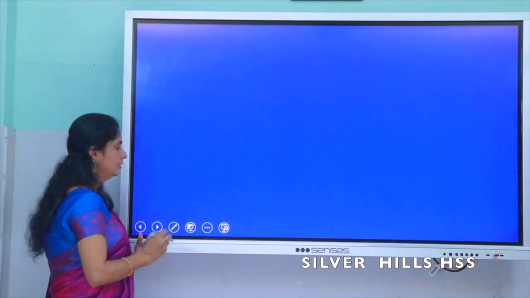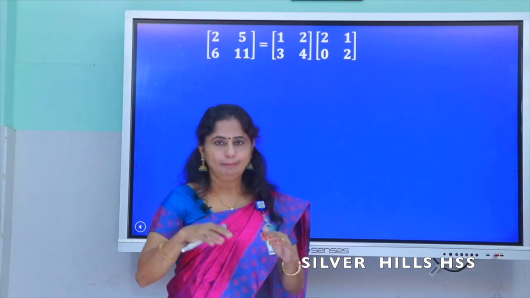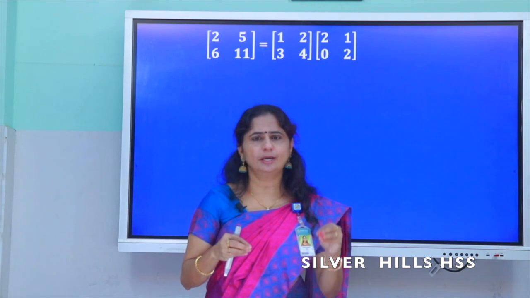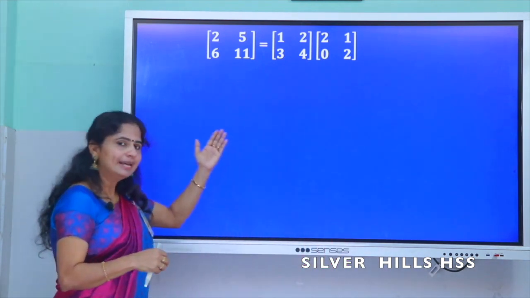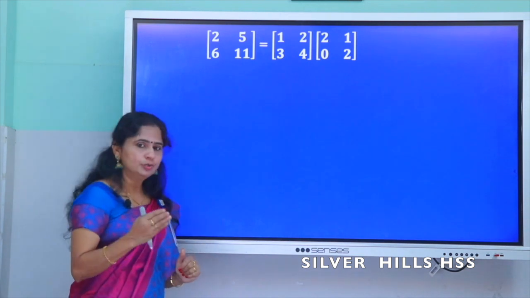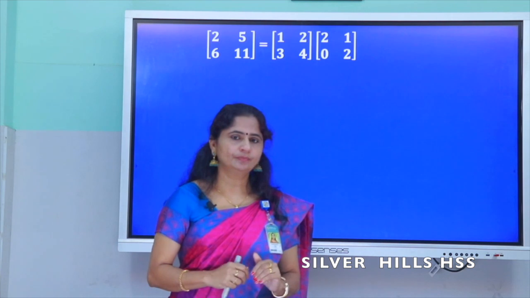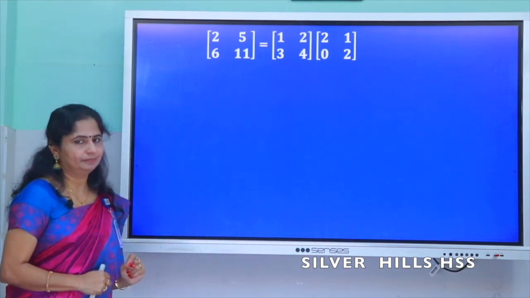Similarly, if we have to apply the column operation on the matrix equation, again there are some conditions imposed on it. Let's see with an example. Let me take the same example, 1, 2, 3, 4 multiplied by 2, 1, 0, 2, which gives us the product 2, 5, 6, 11.